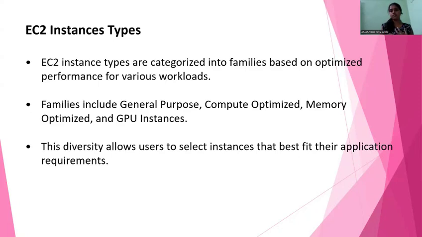And then the second one is compute optimized, that is, high processing power for tasks like data crunching. And the third one is memory optimized, that is, more memory for heavy applications. And the fourth one is GPU instances, which are ideal for tasks that require graphic processing, like gaming or AI.